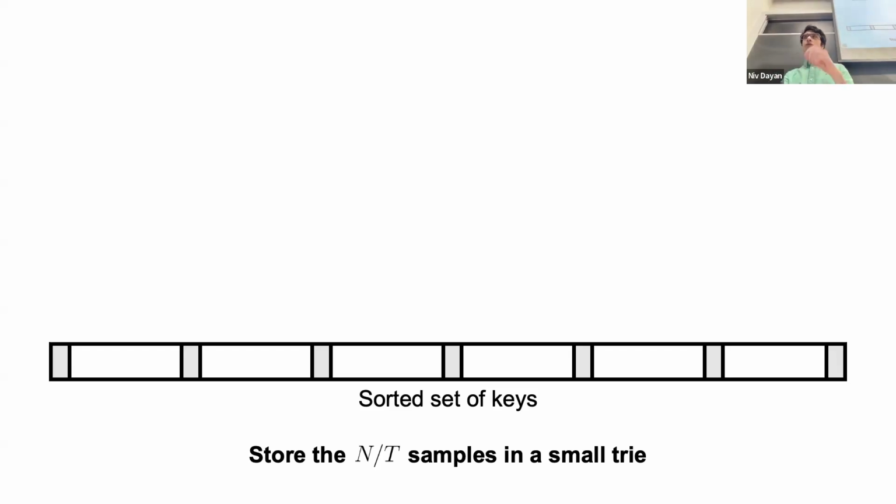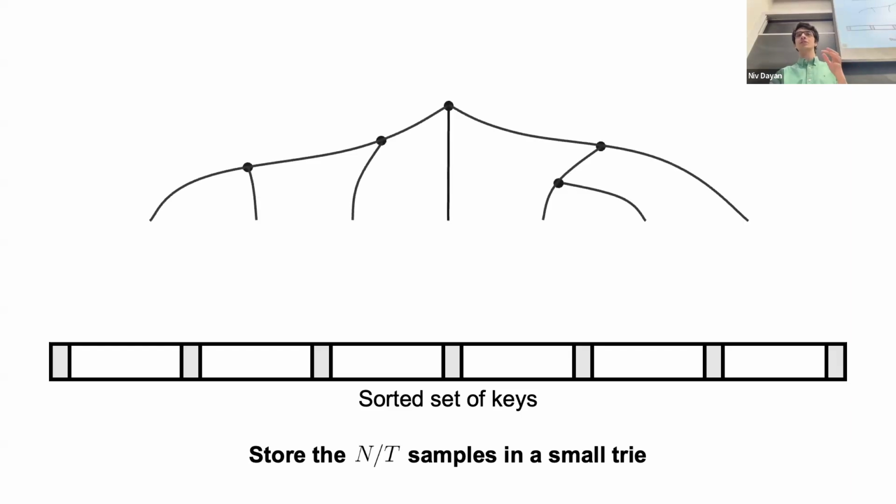We're going to store these N over T samples in a small trie. Again, the trie is small because you have way fewer samples than keys, proportionally. So you get this trie, and the trie is encoding the samples exactly. You're storing the full keys in your trie, the full sample keys.